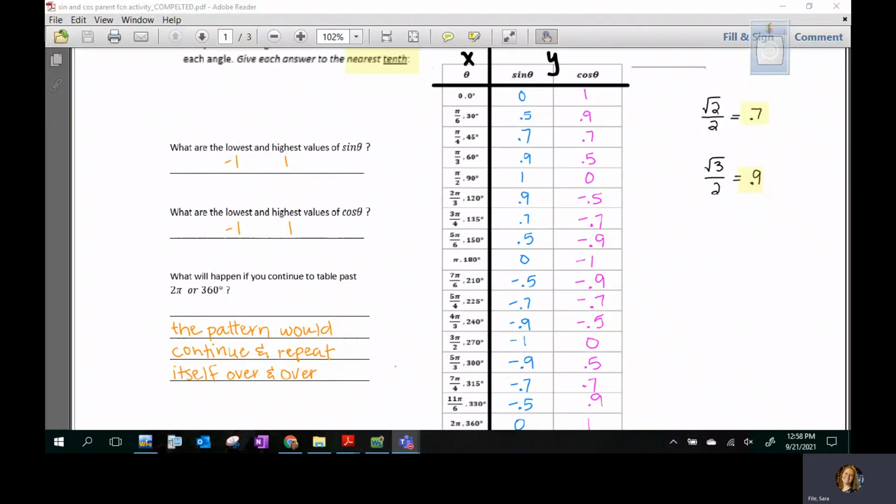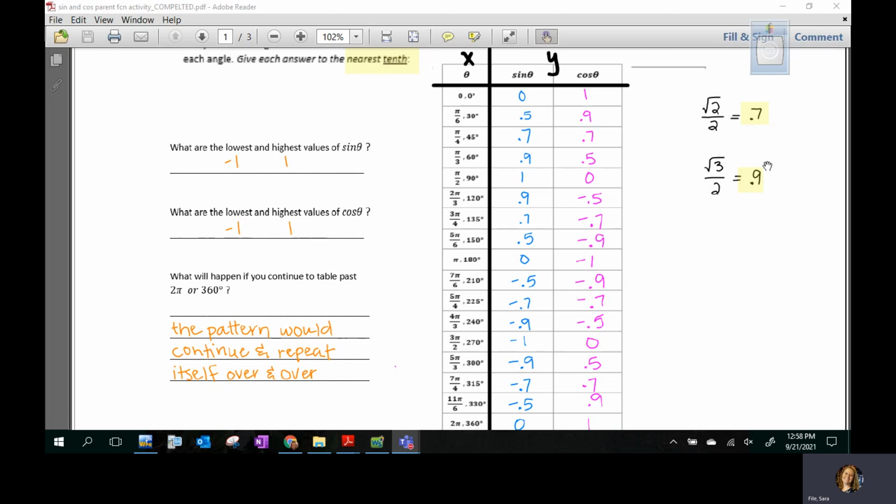Yesterday's little activity that we were supposed to do here, we were creating, you should have filled in the table for the sine and cosine values at all of these angles from 0 to 360 or 0 to 2 pi. Whether you thought of them in degrees or radians didn't matter. These are the values. I told you y'all could use your unit circle to come up with these, but we were giving them to the nearest tenth.